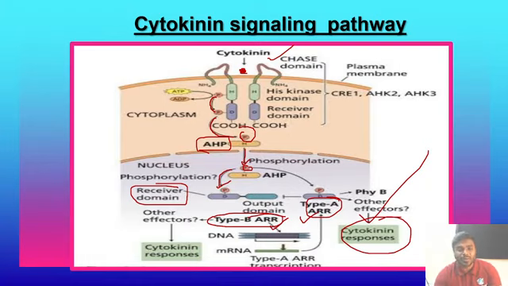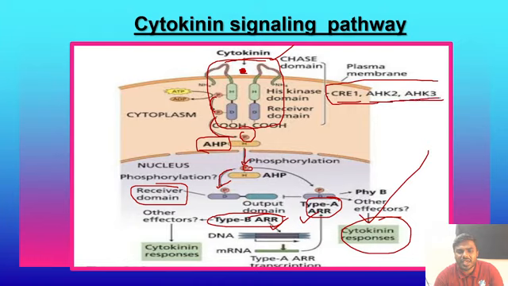And every student has to remember for the exam, what are these histidine kinase receptors called? There are many names. We can call them CRE1, AHK2, AHK3. We have given the names based on which plants they are present in. But I want you people to remember, normally CRE1, AHK2, AHK3 are the most common type of histidine kinase receptor used by the cytokinin. Listen to me carefully. CRE1, AHK2, AHK3 receptors are most commonly used histidine kinase receptors by the cytokinin.